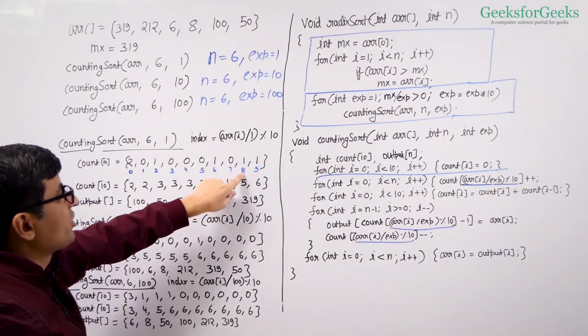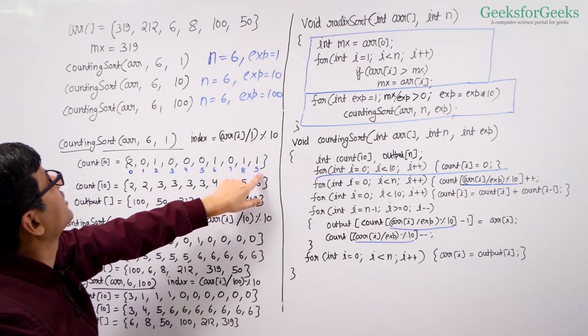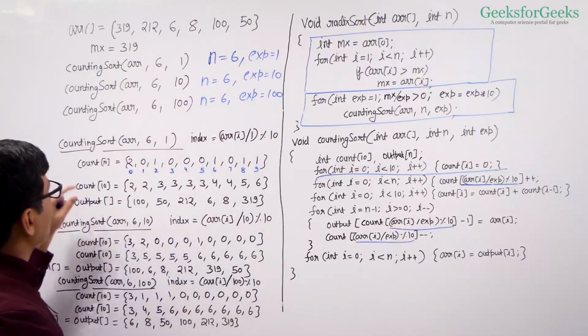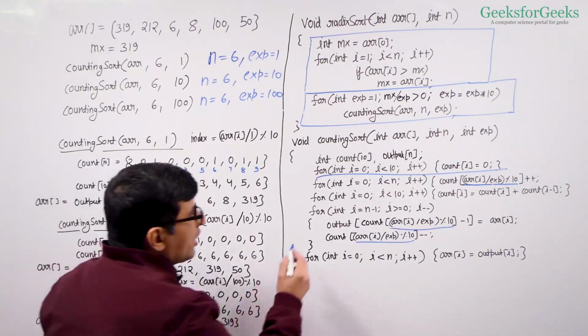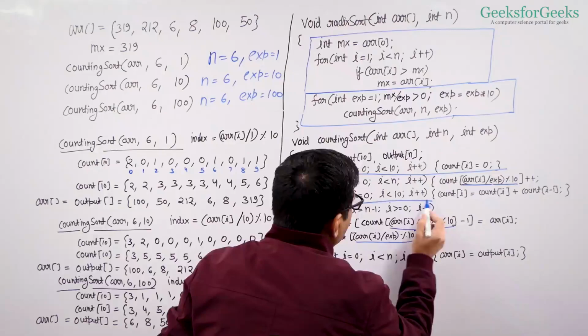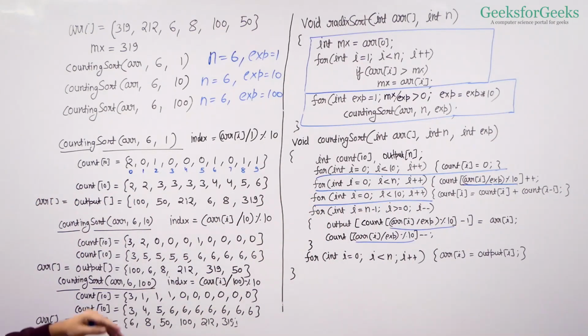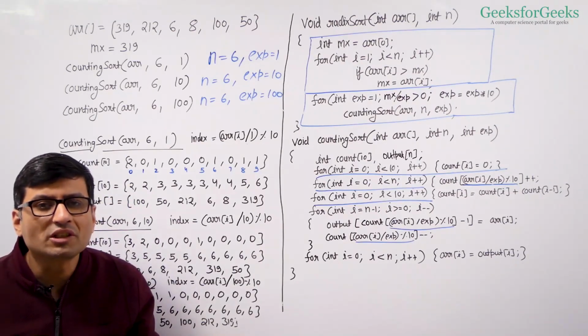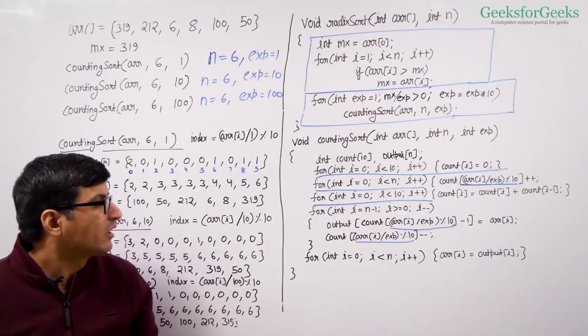Then we have one more number with last digit as 8, this number. Then we have one number with last digit as 9, which is 319. So we built our count array. Now we do a cumulative sum in this count array in this particular step, right? And this is all part of counting sort. And cumulative sum we do to get the last position where this particular element should be put, right?